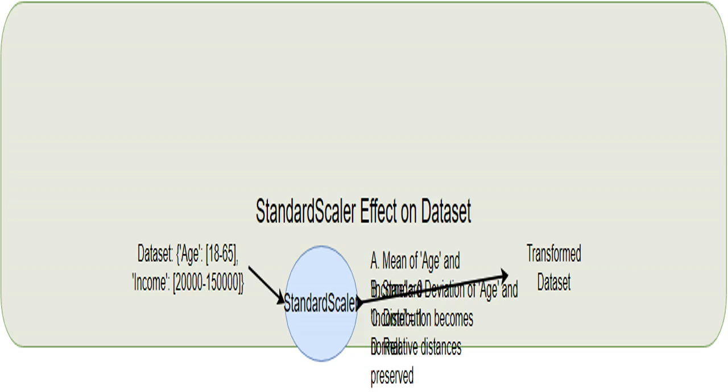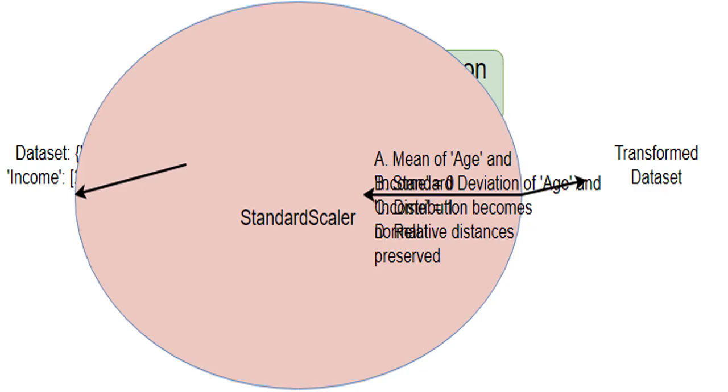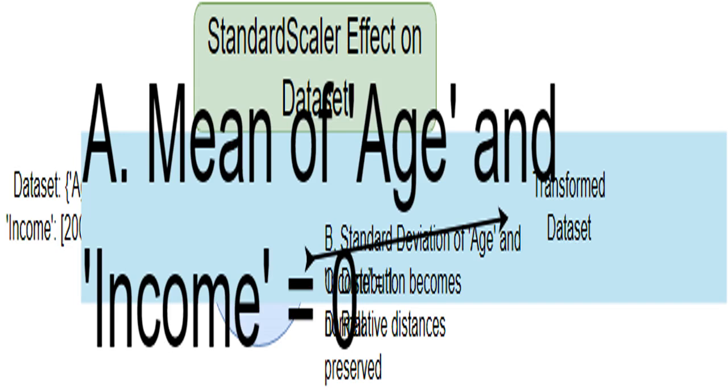I'm looking at how StandardScaler changes a dataset with age and income features. I want to understand the effects on the data's characteristics. This is a function from the scikit-learn library. It's used for data preprocessing, specifically to standardize numerical features. It does this by centering the data around a mean of 0 and scaling it to have a standard deviation of 1.